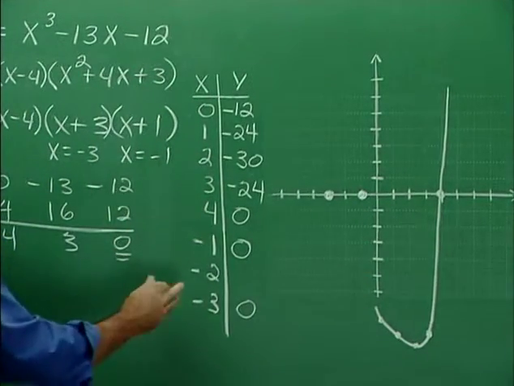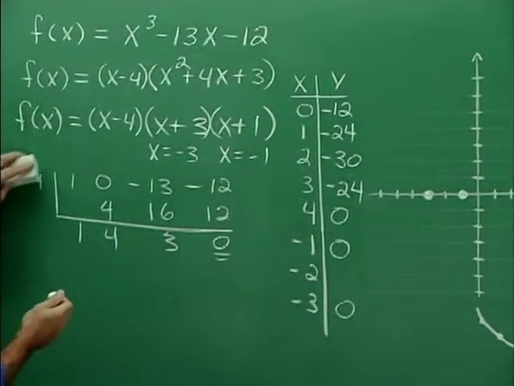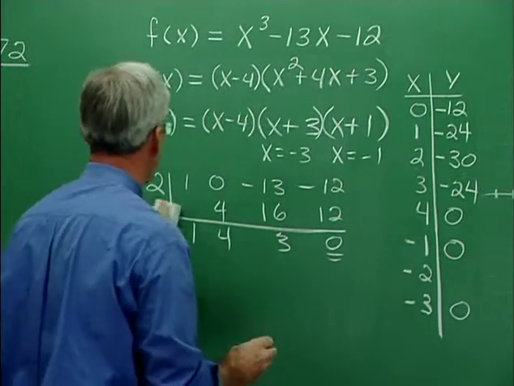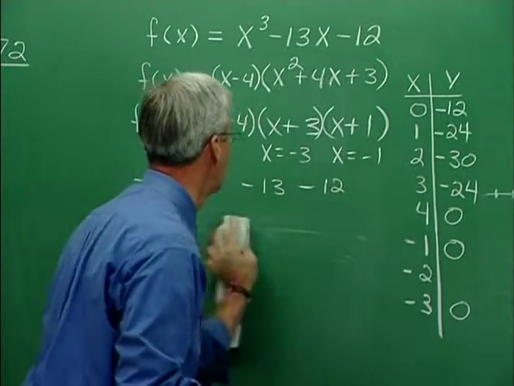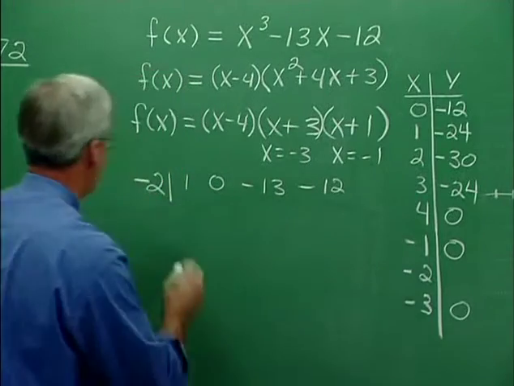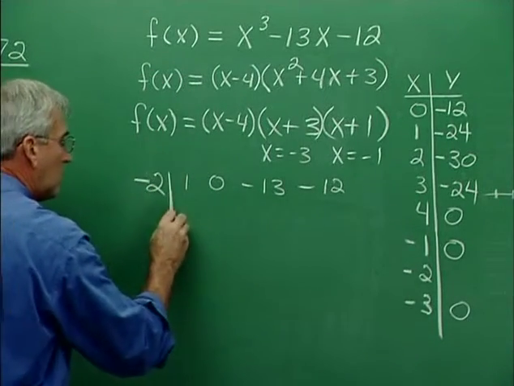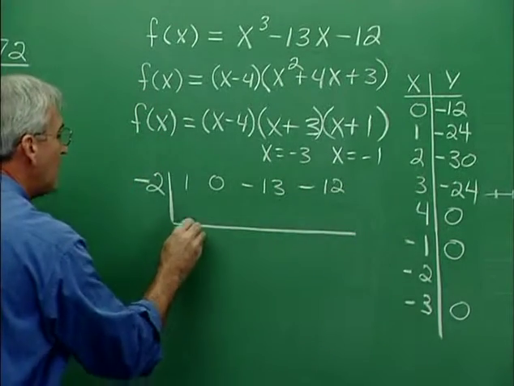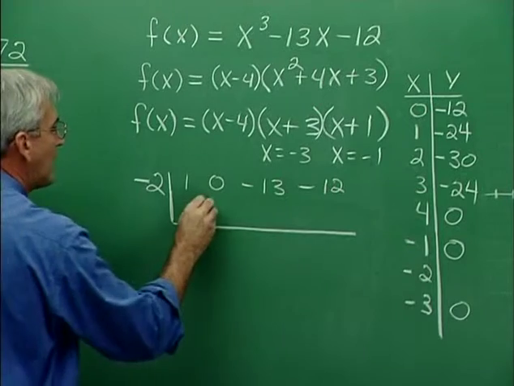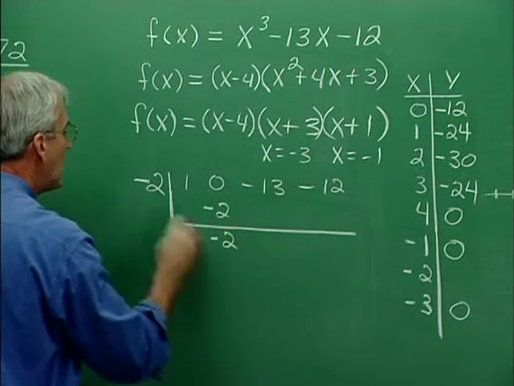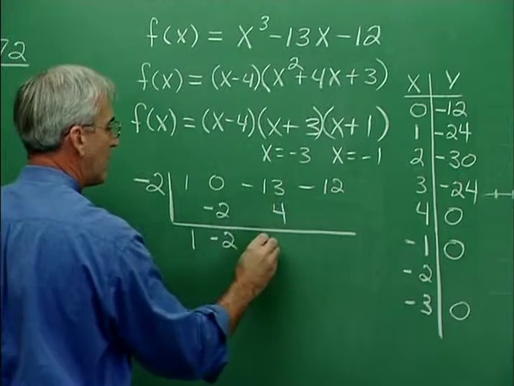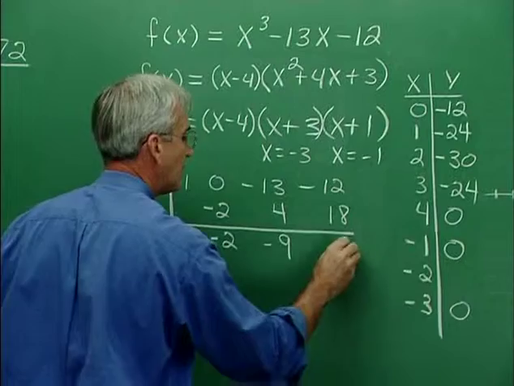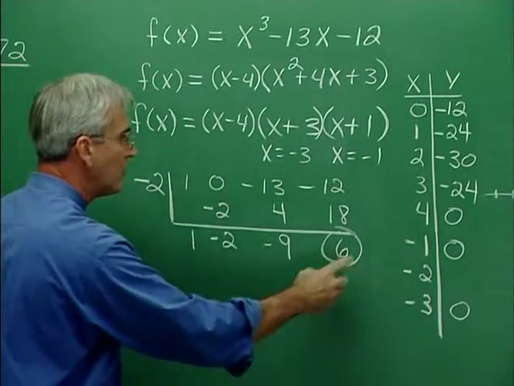All right, let's find f of negative 2. And I'll just put in the negative 2 here and erase all this business. And away we go. The remainder is going to be positive, I'm thinking, because of the nature of the graph over there. But let's see, bring down the 1. Negative 2 times 1 is negative 2. Together we get negative 2. Negative 2 times negative 2, 4. Together, negative 9. Negative 2 times negative 9, 18. 18 with negative 12 is 6. So f of negative 2 is 6.